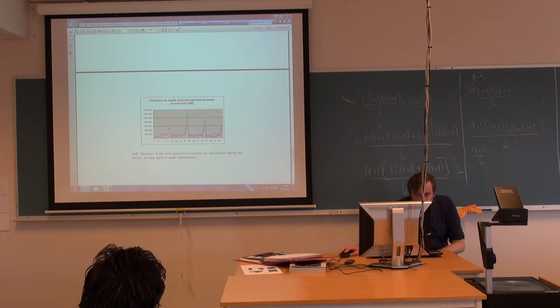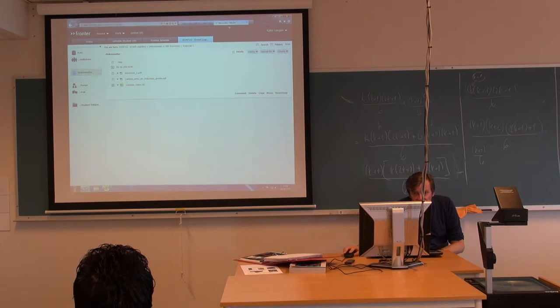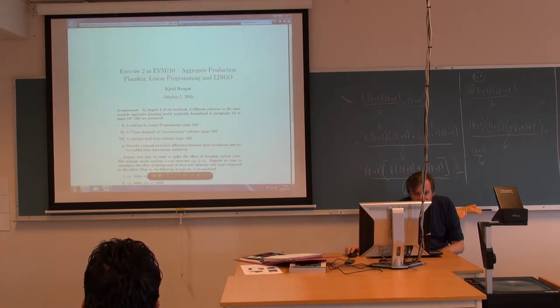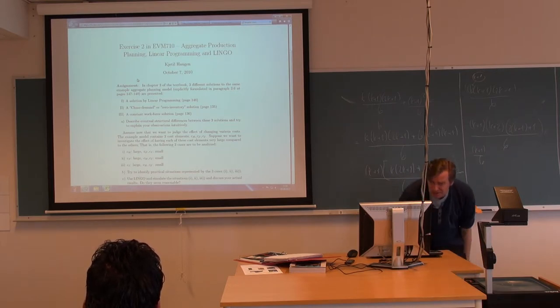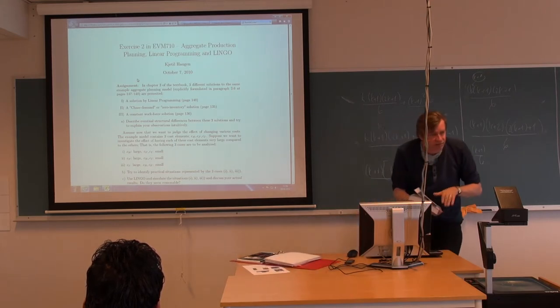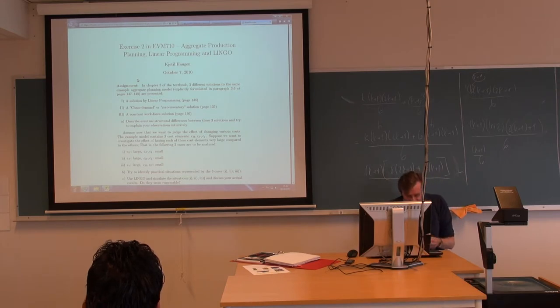So let's just have a quick look at exercise two before the break. Exercise two is here. So let's look briefly at it. It says here, in chapter 3 of the textbook, three different solutions to the same example aggregate planning model, explicitly formulated in paragraph 3.6 at pages 147 to 148, are presented. I'm not really sure whether these pages are the same. You know, these textbooks have a tendency to evolve, so I don't know whether it's on page 147. Let's see. Ah, it is. Yes, 147 or 148. So that was correct.